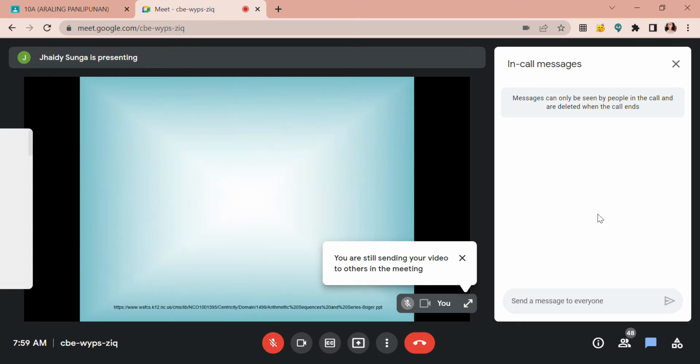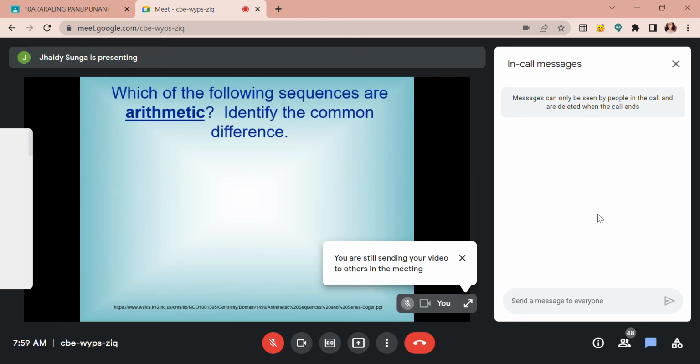All right. Next. I will be giving some sequences. I would like you to identify the common difference of this sequence and tell me whether it is arithmetic or not. Which of the following sequences are arithmetic? Identify the common difference. All right. Let us have number 1. Let me have your answer, Carleal.